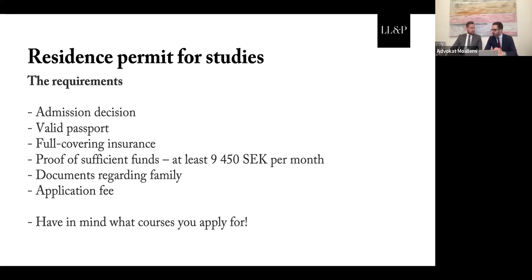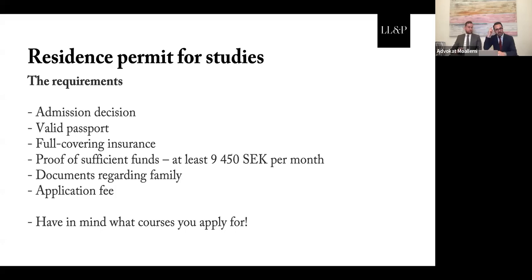And just one thing regarding the bank statements, you might be asked to give a bank statement for a longer period of time. If you have some transactions made just before the application, and they are a lot of money, and you have never had this money before, that can raise some questions from the migration agency. So it is good if you can prove that these funds are something you have raised yourself during a longer period of time.